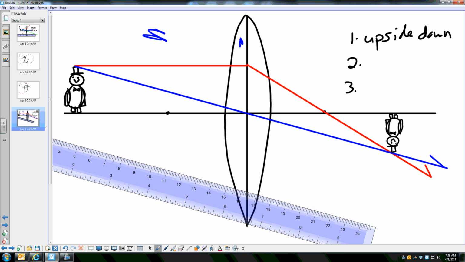Real. And size? I did have to shrink my particular one. Yours, you'd have to make your own judgment. Sometimes it's bigger, sometimes it's smaller, based on where the object is compared to the focus. So this one happens to be smaller. Okay, so that's what you have to do for the quiz.